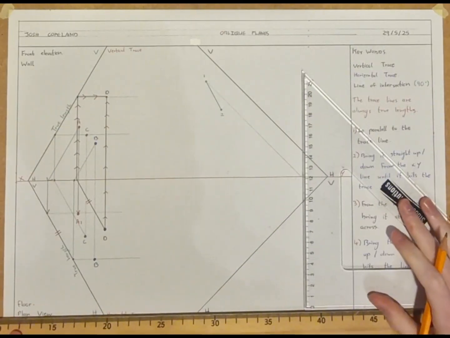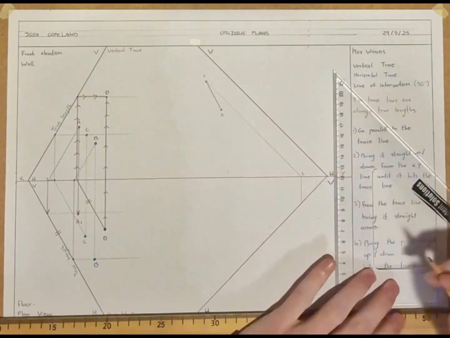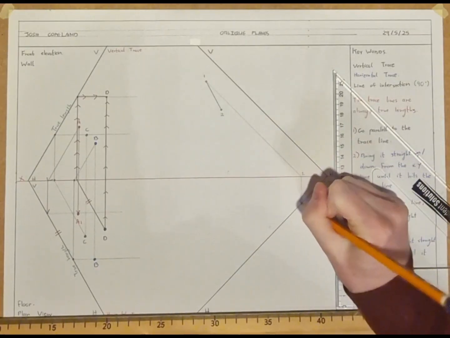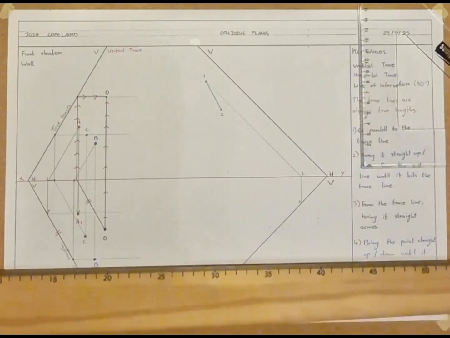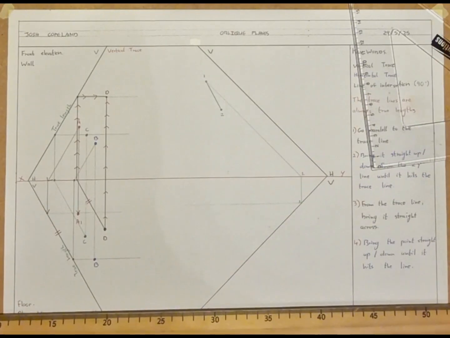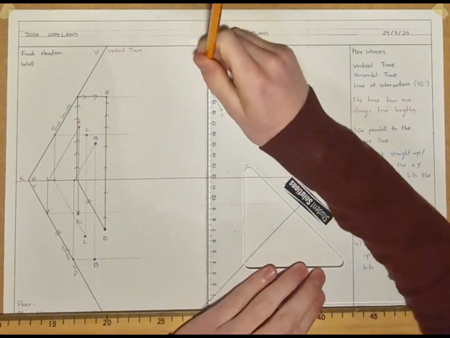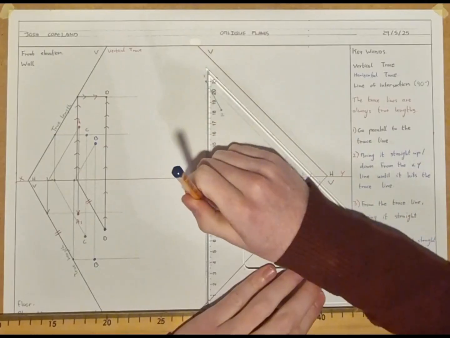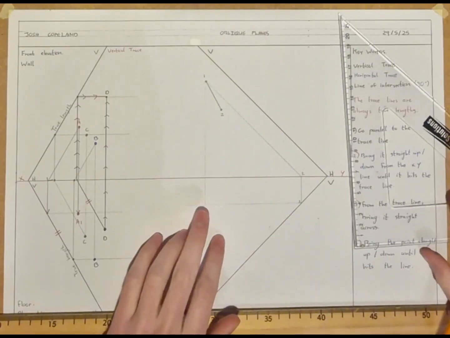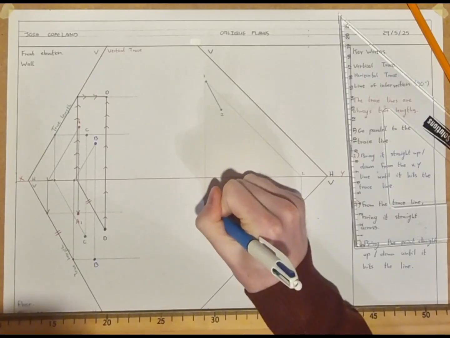Then we bring it straight down to our horizontal trace. I'm going to label it. That's point 1. And then I'm going to bring it straight across. I don't know where it lands, so we just bring it straight down, just like so. And we know for a fact that that point there that we've just found is point number 1.